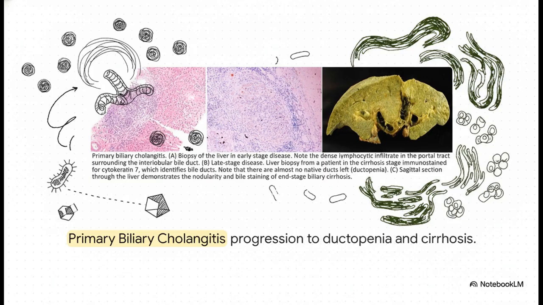As the disease progresses, you get a complete loss of native ducts in the portal tracts, a state called ductopenia. And finally, all that chronic cholestasis leads to a buildup of toxic bile acids. Those acids destroy the surrounding hepatocytes, leaving you with a green, bile-stained micronodular cirrhosis.